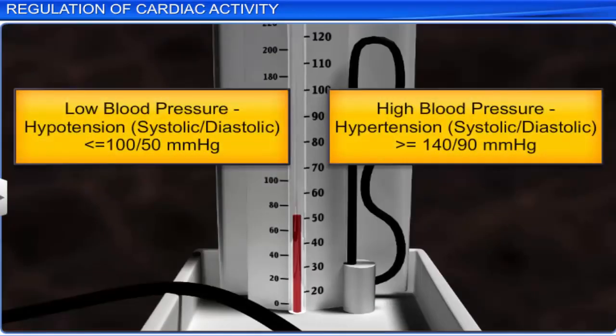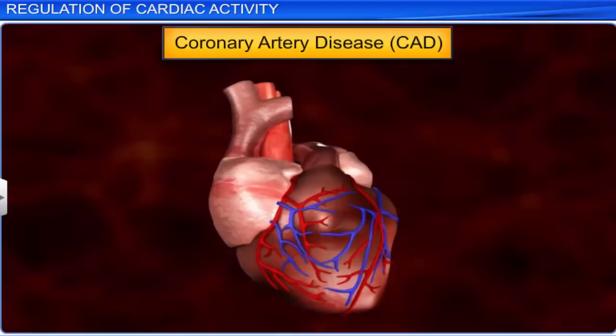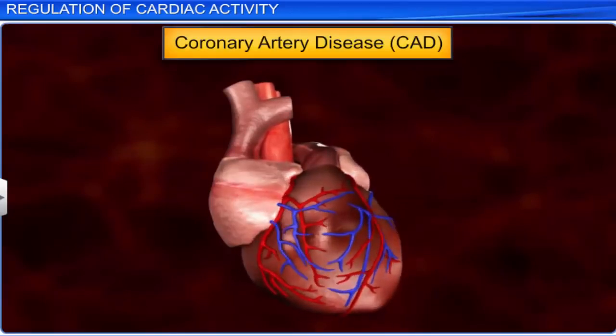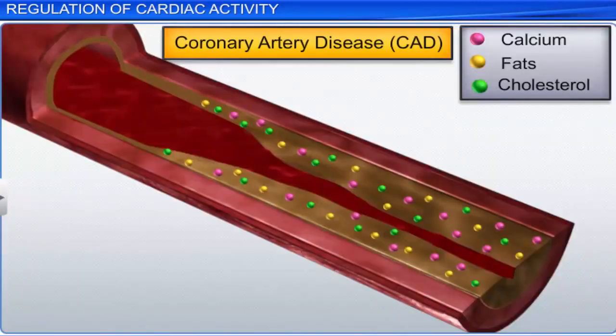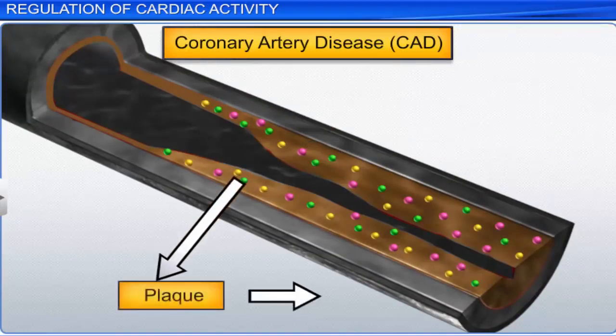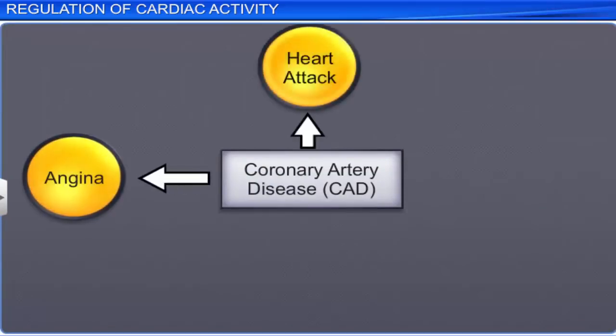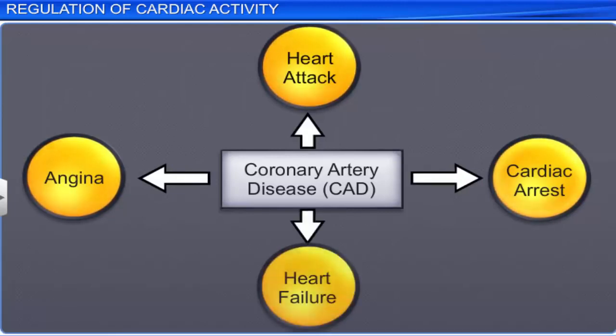Thus, any drastic change from normal blood pressure leads to coronary artery disease. Coronary artery disease or CAD affects the coronary circulation of the heart. Calcium, fats and cholesterol together accumulate and form plaque in the coronary artery and reduce or obstruct the blood supply to the heart. This accumulation of plaque is called atherosclerosis. Some of the symptoms of CAD include angina, heart attack, cardiac arrest or heart failure.